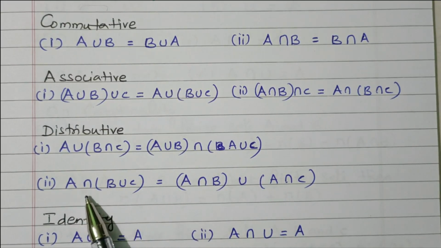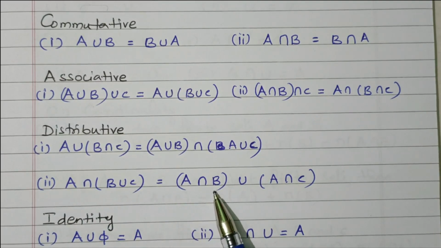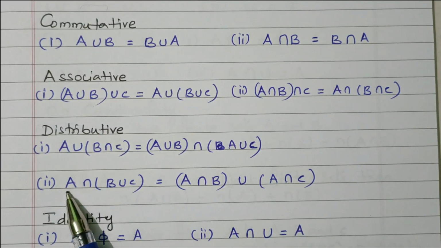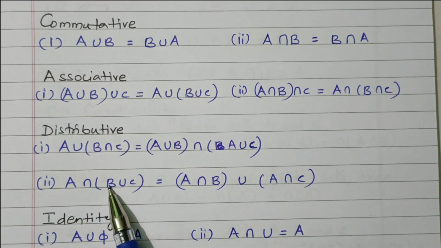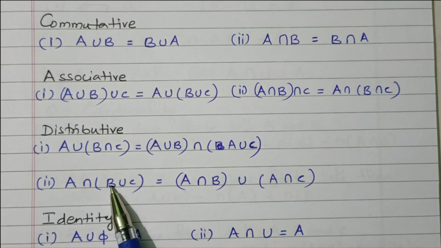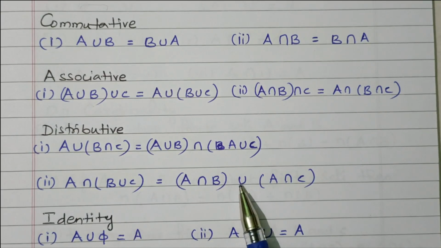A intersect of B union C is equal to A intersect B union A intersect C, right? A is first combined with B and A is combined with C with intersect. In between we have union. So that is called the distributive law.